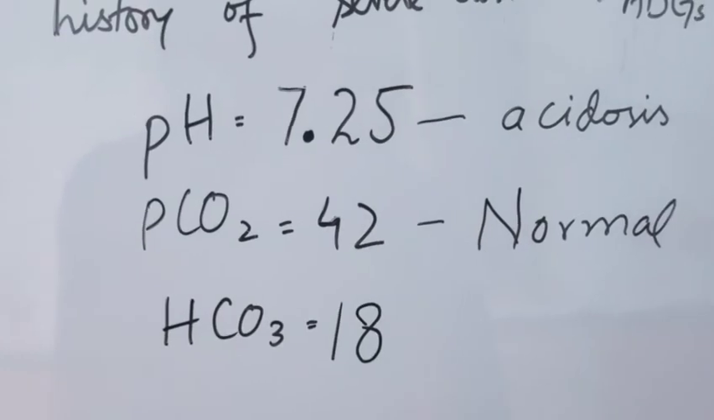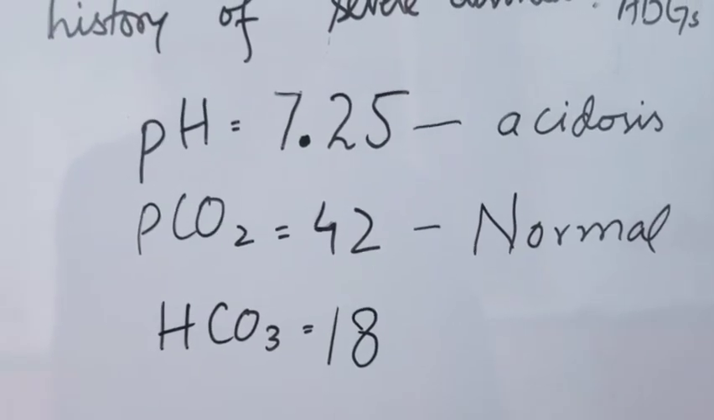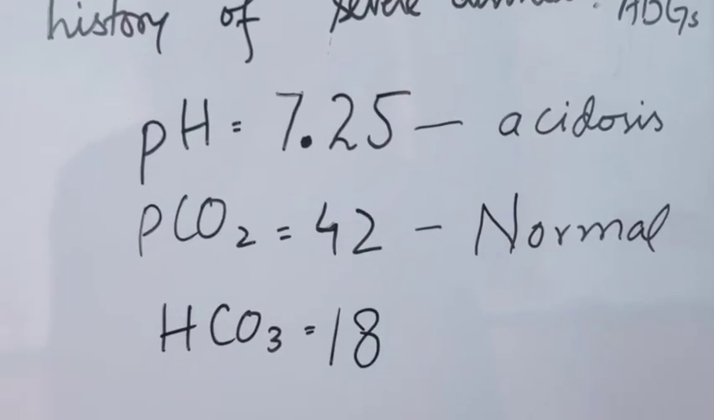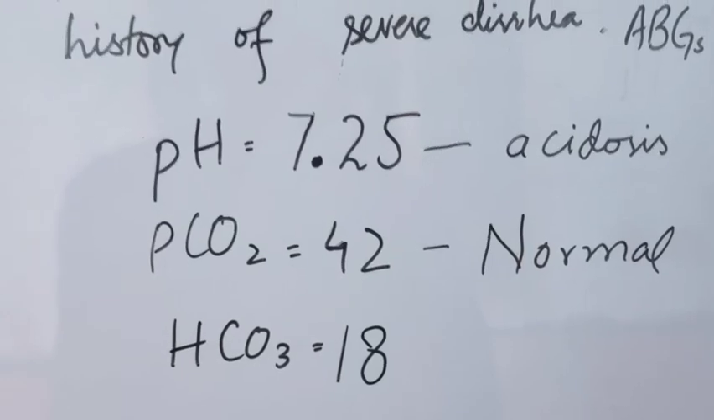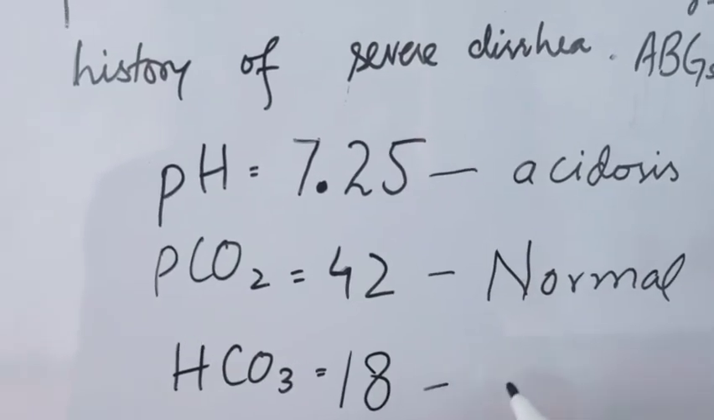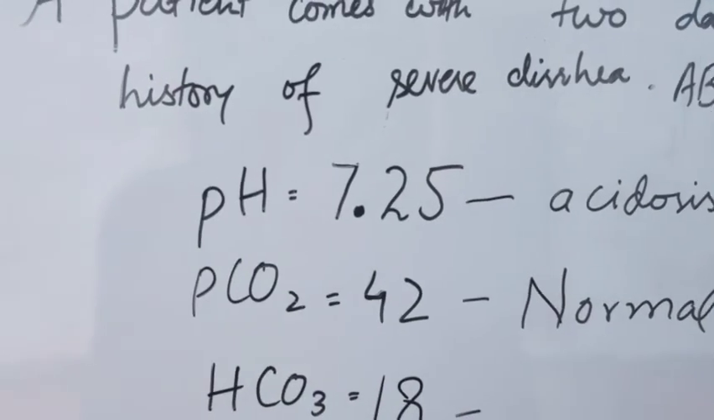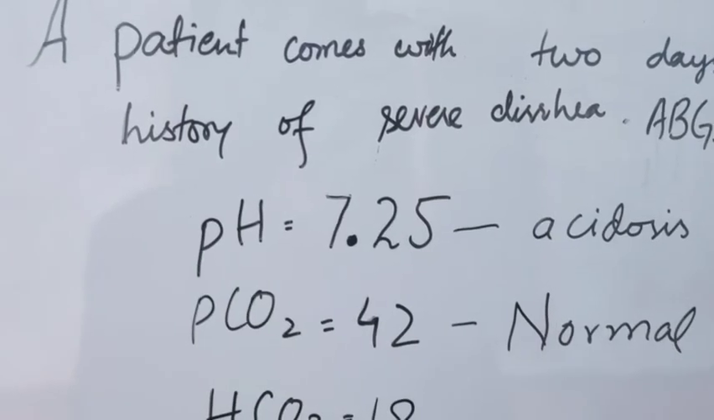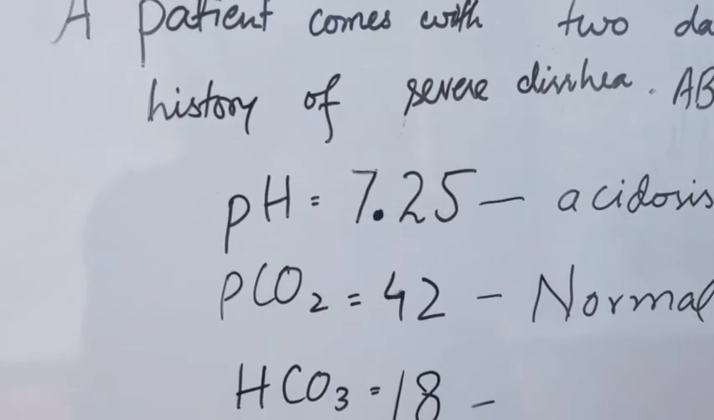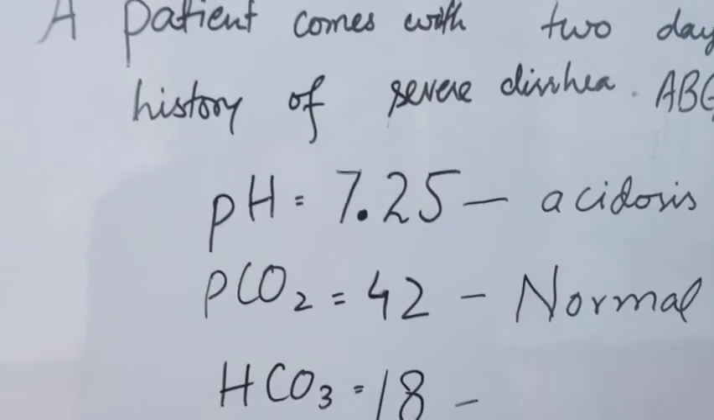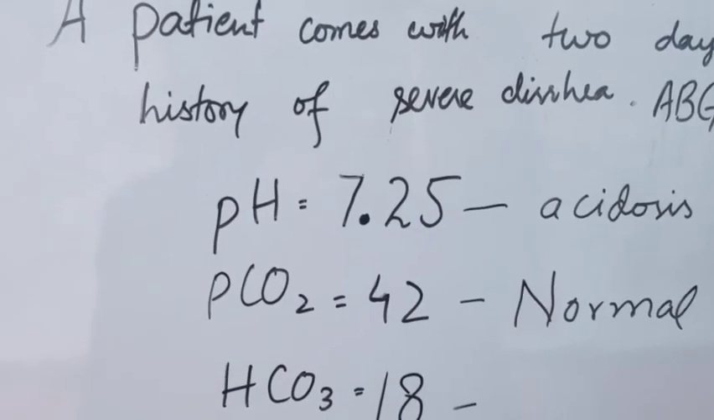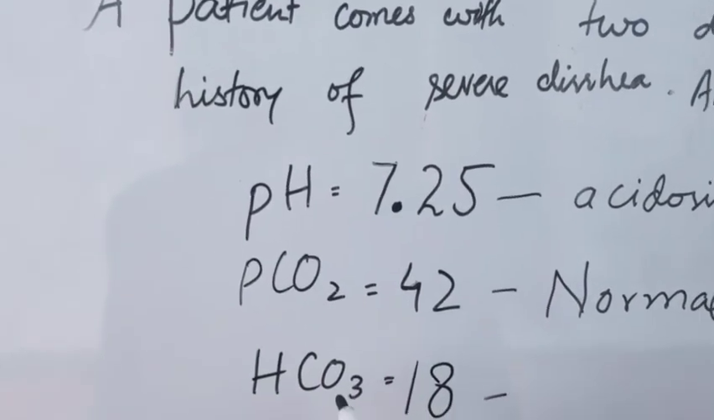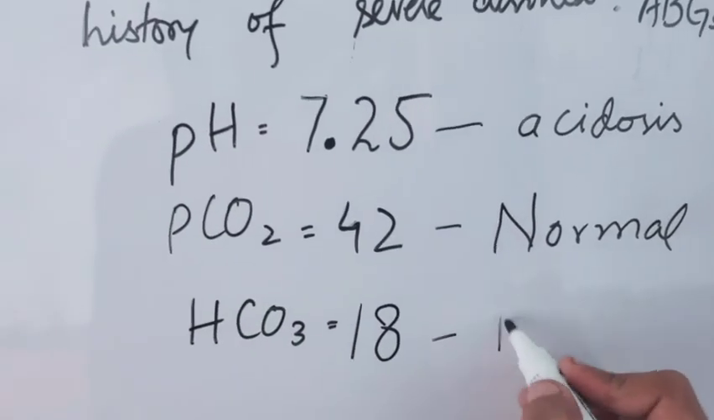And then we will look at the bicarbonate concentration. The normal bicarbonate concentration was 22 to 26, and it is 18 in this patient, which means it is acidic. One more thing I had previously told you was that when the disorder is due to carbon dioxide, we will call it respiratory acidosis or respiratory alkalosis. When it is due to bicarbonate, we will call it metabolic acidosis or alkalosis. As the disorder is due to bicarbonate concentration, we will call it metabolic.